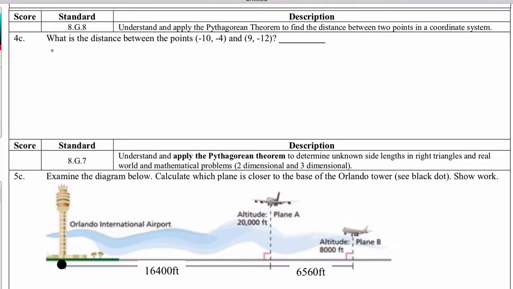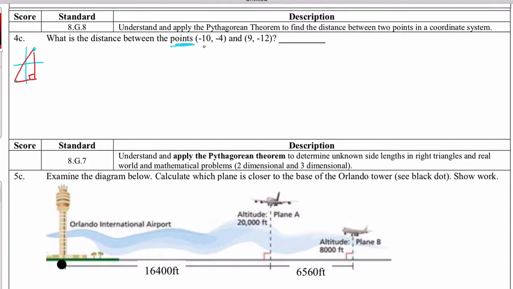Question 4c, what is the distance between points (-10, -4) and (9, -12)? Because these are 2 points, every point has an x value and a y value. On a graph, you'd have a point x, y, for example, and another x, y. To find the distance between those 2 points, you'd need to know how you would move diagonally, but also the horizontal and vertical distances you'd have to move, so that you can then use the Pythagorean theorem to find the distance.